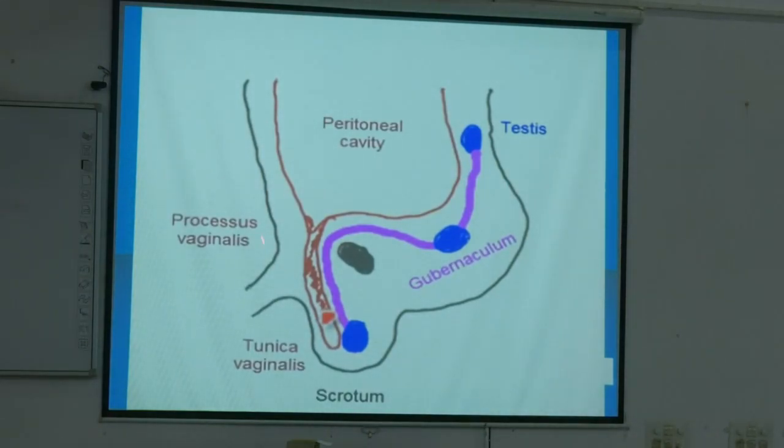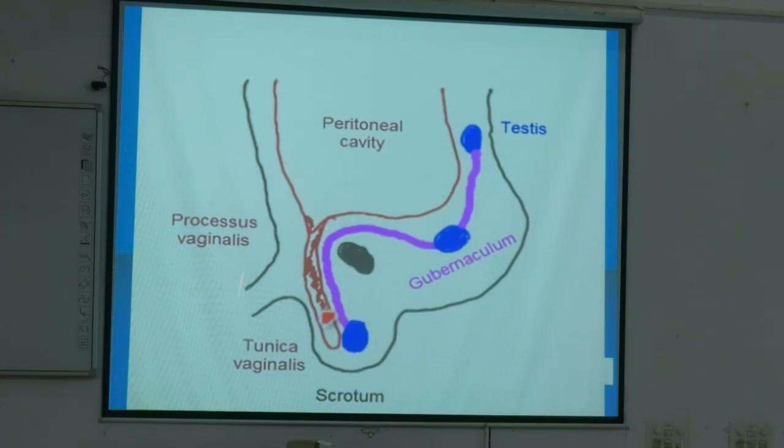See this peritoneal cavity, it is connected via the processus vaginalis with this sac. This part is known as the tunica vaginalis. Only this part remains patent, and this tract which was continuous in fetal life is obliterated. If it is not obliterated, then the abdominal cavity contents, the intestine or other structures, can pass through this processus vaginalis, forming the indirect inguinal hernia.